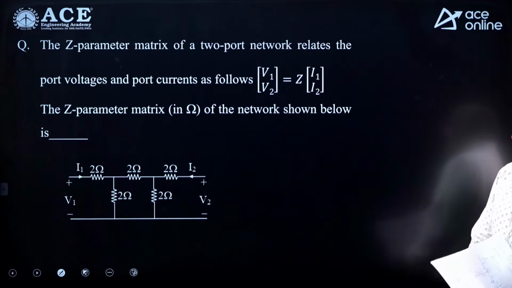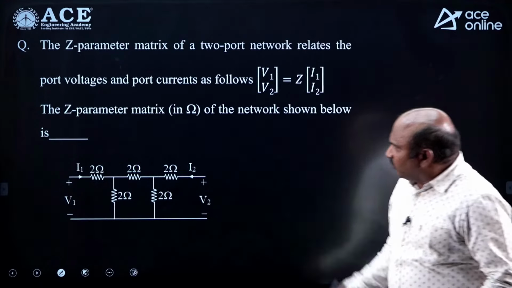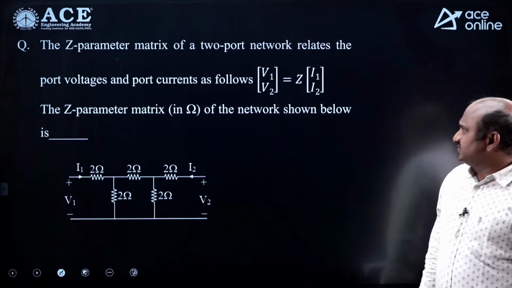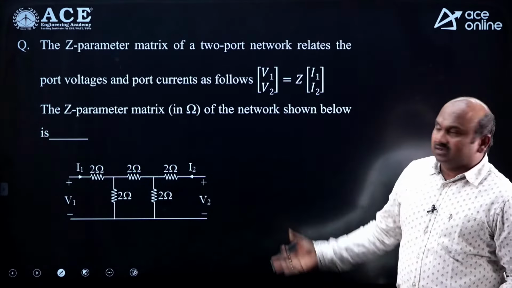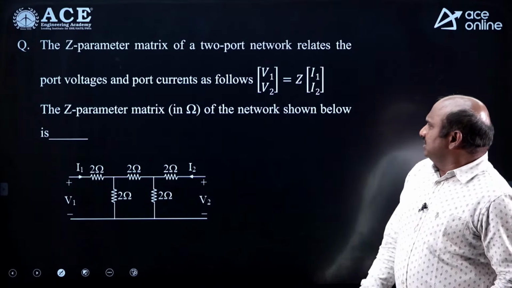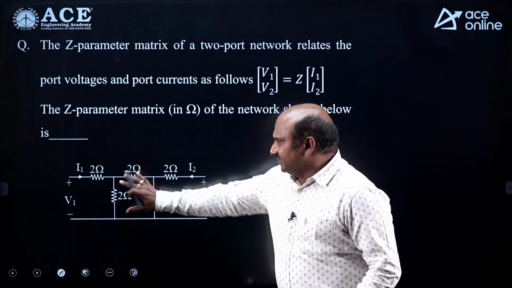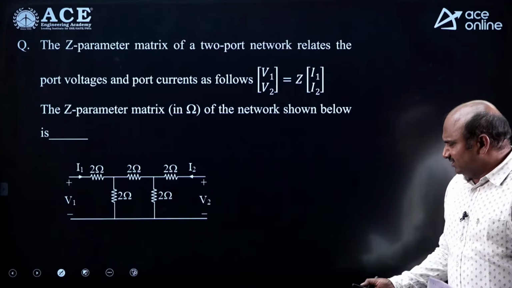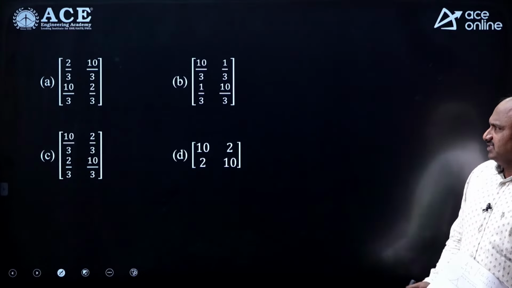Right. The question is, the Z parameters matrix of the 2-port network relates the port voltages and port currents as follows. The Z parameters matrix relation is given. The Z parameters matrix in ohms of the network shown below, you have to estimate. This is also given in terms of MCQ options. Guys, this is very simple.